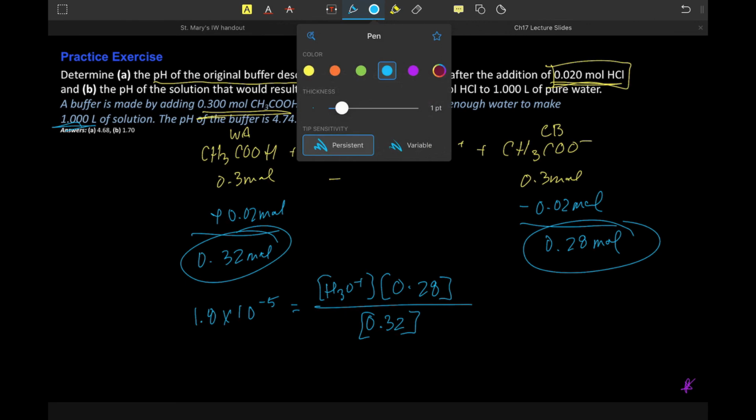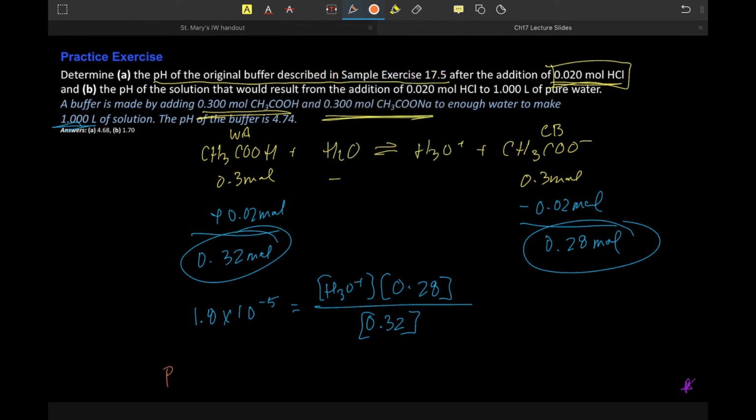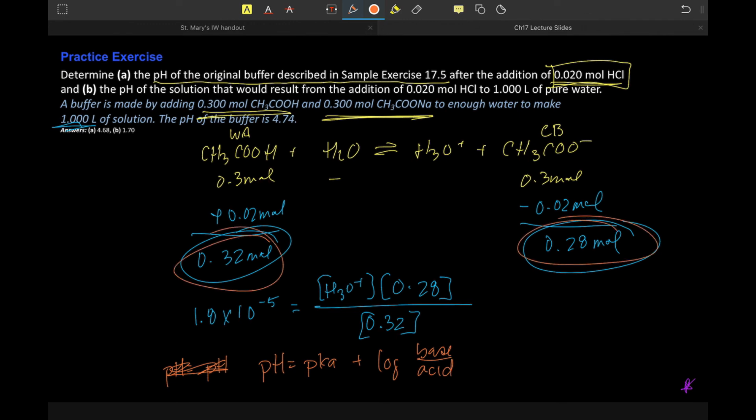Alternatively, if you were so inclined, you could use the Henderson-Hasselbalch equation, which says pH is equal to pKa plus log of base over acid. And then you just need to bear in mind this is your base and this is your acid, and make sure you use your pKa there. And that would work also.